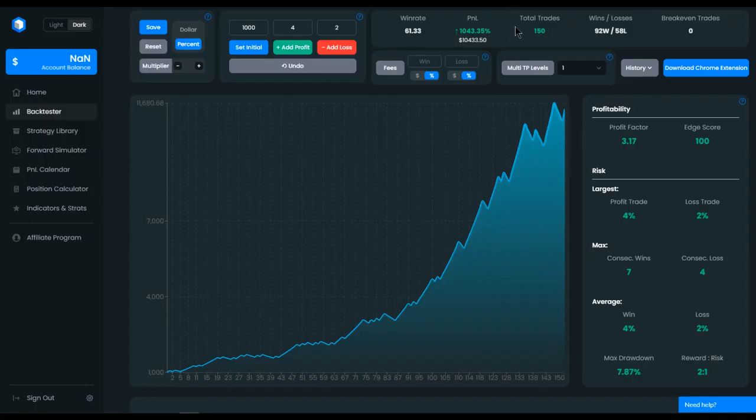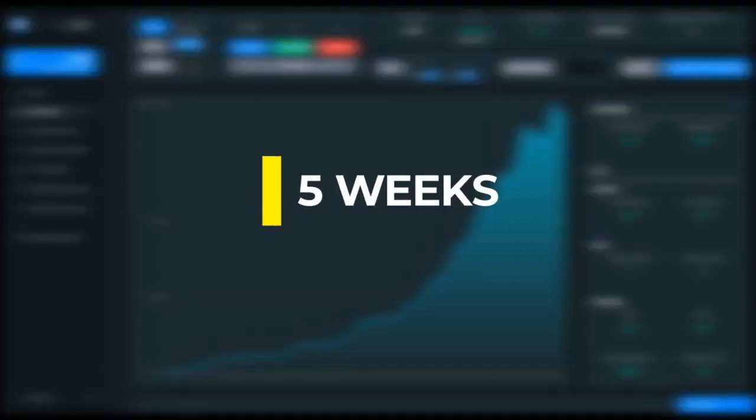After 150 trades, we see that the win rate of this strategy was 61% and the gain on the account was 1,043%. These numbers are really good for a risk-to-reward ratio of 1 to 2. We see that it had an amazing profit factor of 3.17, 7 consecutive wins against 4 consecutive losses, and a maximum drawdown of 7.87%. Also, the backtesting for this strategy took 5 weeks.